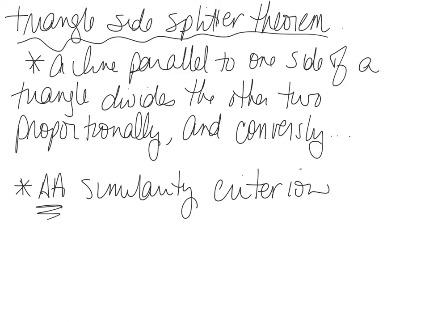So we want to note that using the angle-angle similarity criterion to prove the triangle side splitter theorem is circular. So we're using something to prove something that is used to prove something else. It goes in a circle. The triangle side splitter theorem is the reason why a dilation takes a line to a parallel line and an angle to another angle of equal measure. So we need to prove the triangle side splitter theorem in a way that does not invoke these two ideas.